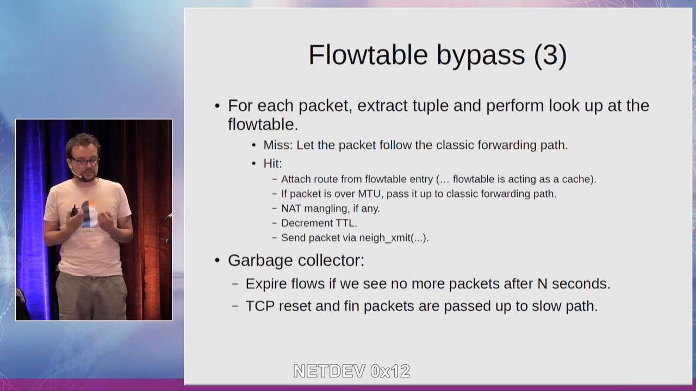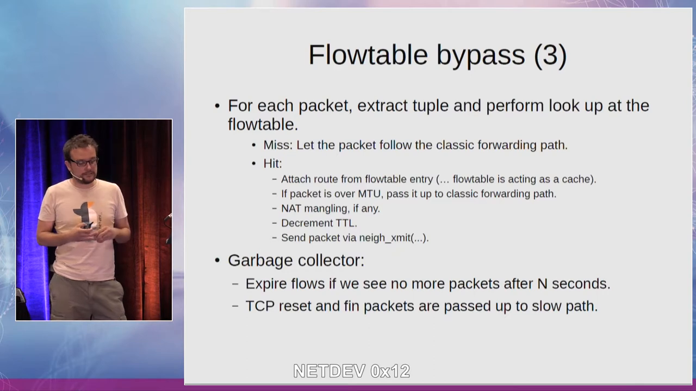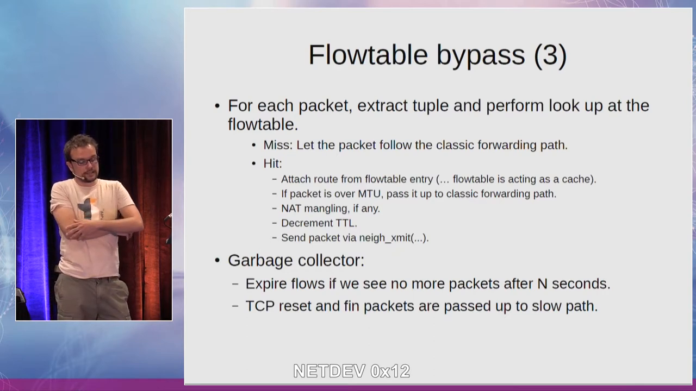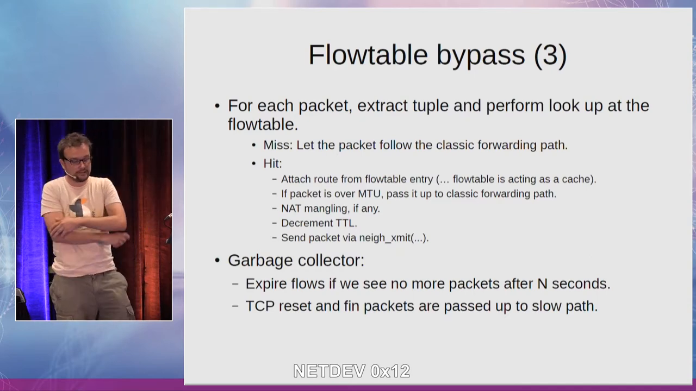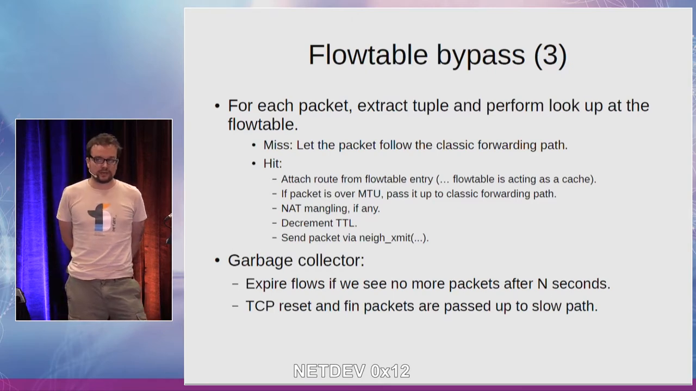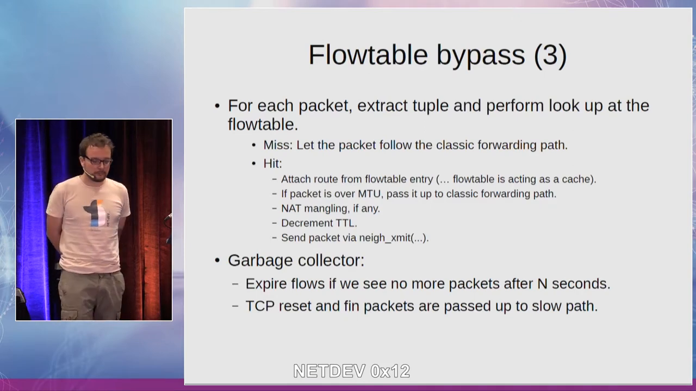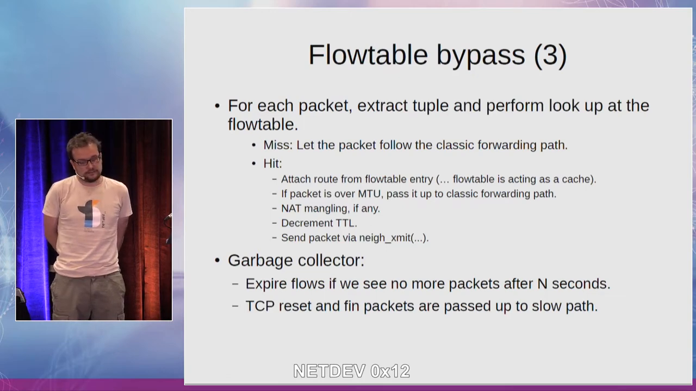So for each packet, we extract a tuple and perform the lookup. If there is a miss, we follow the classic forwarding path, and if there is a hit, we attach the route. And then if the packet is over MTU, it needs special handling, so it needs to follow a slow path. The flow table infrastructure, I forgot to mention, integrates with the NAT infrastructure. So from the flow table path we are going to apply any NAT mangling that needs to be done. Also, TTL is going to be decremented. And then we just send the packet through neighbor xmit.